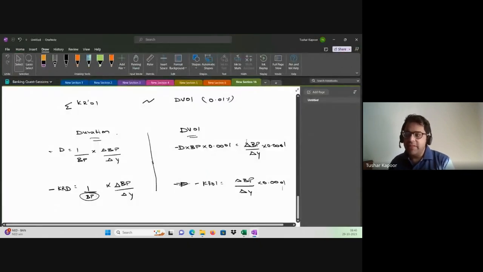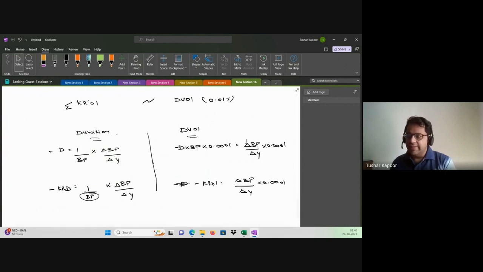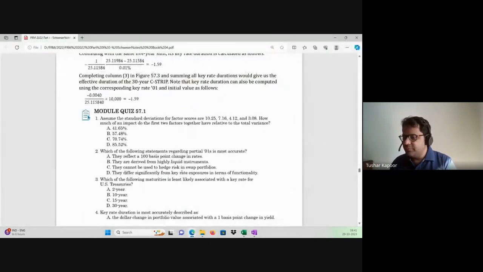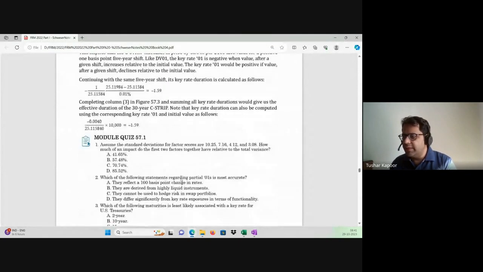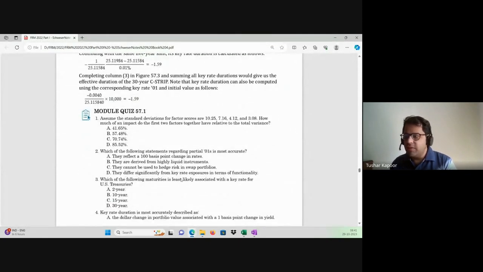The formula itself is not different. Some people teach KR01s and DV01s differently, but my point is duration is only for parallel shifts and DV01 is only for parallel shifts. KRD and KR01s are the same things being talked about from a non-parallel perspective, which happens only at one point. Let's see. Yes, KR01 and KRDs, so the exact same formulas can be used.